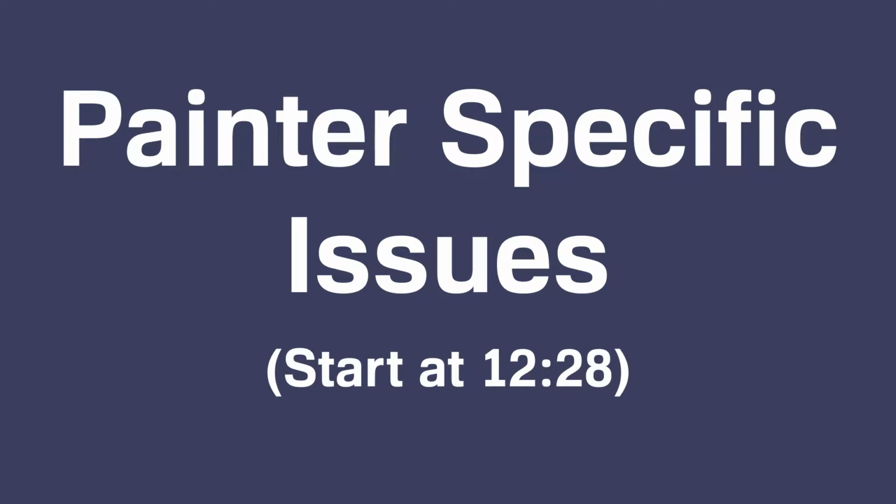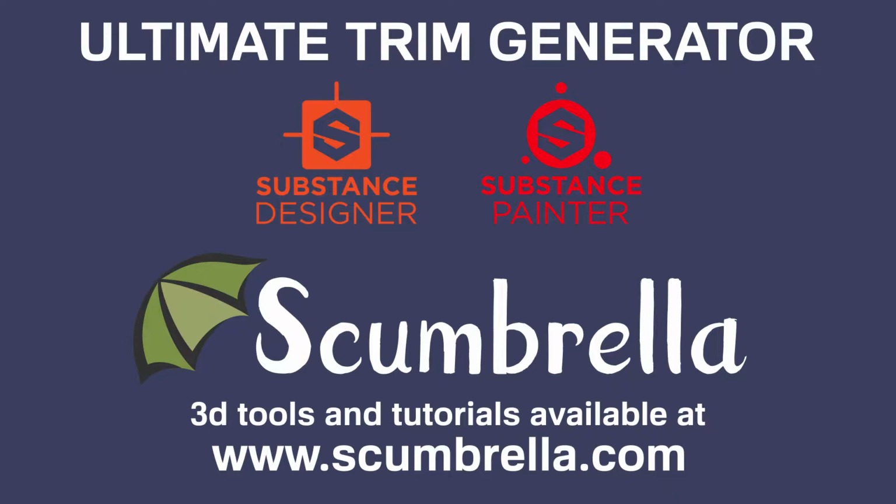If you're already familiar with how to use the tool in Substance Designer, you can use the timestamp in the description to skip ahead to the section titled Painter-Specific Issues, where I'll describe the different workflow involved in using the tool in Substance Painter. So with that said, this video is mostly aimed at people who either don't have access to Substance Designer or don't need easy access to the masks available for each trim element or the height map output. You do have access to those things in Painter, they're just a lot easier to get to in Substance Designer.